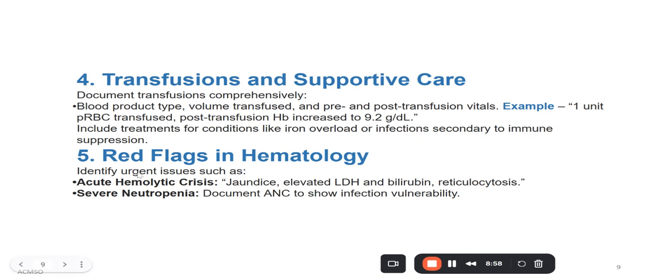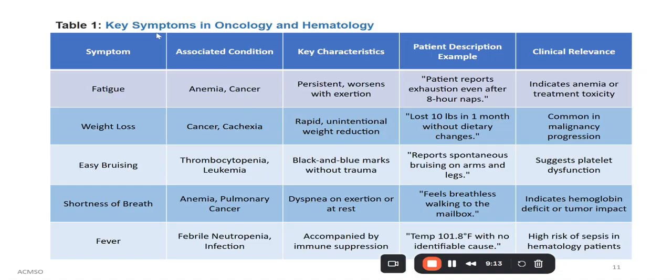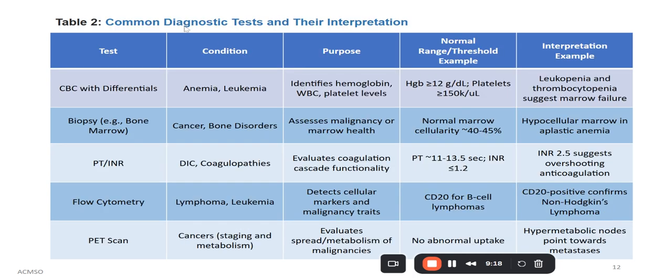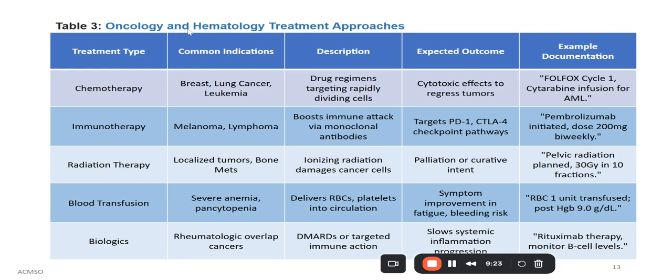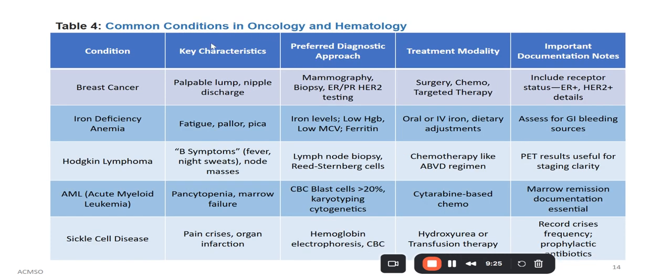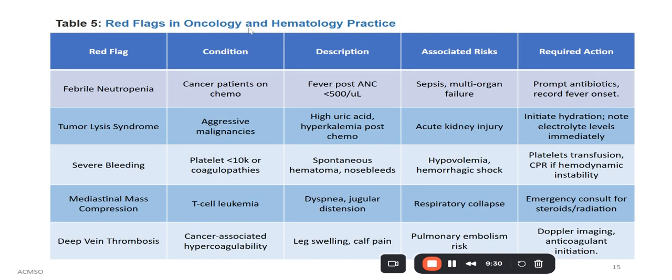Red flags in hematology identify urgent issues such as acute hemolytic crisis, jaundice, elevated LDH, bilirubin, and reticulocytosis. Severe neutropenia, document ANC to show infection vulnerability. Summary tables. We have a table here on key symptoms in oncology and hematology, a table on common diagnostic tests and their interpretation, a table on oncology and hematology treatment approaches, a table on common conditions in oncology and hematology, and a table on red flags in oncology and hematology practice.